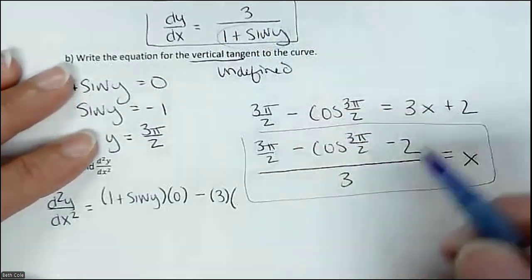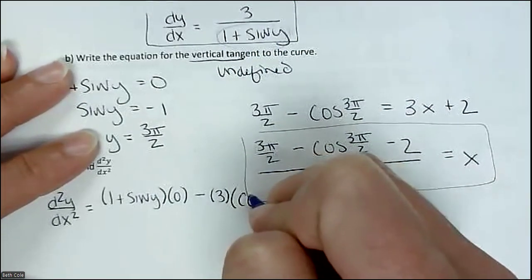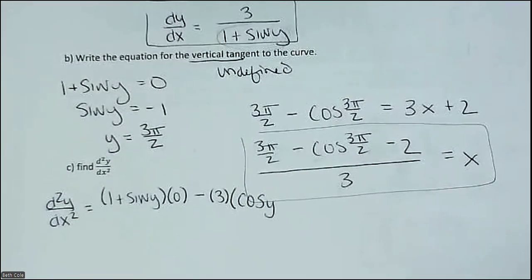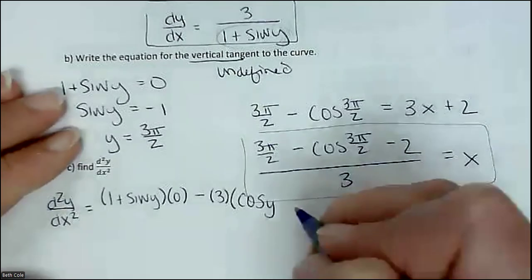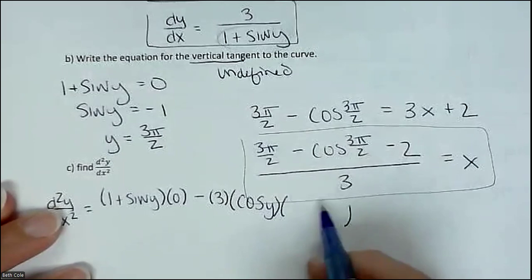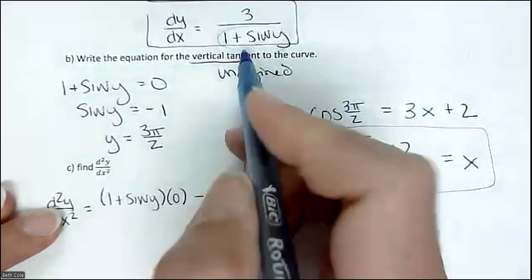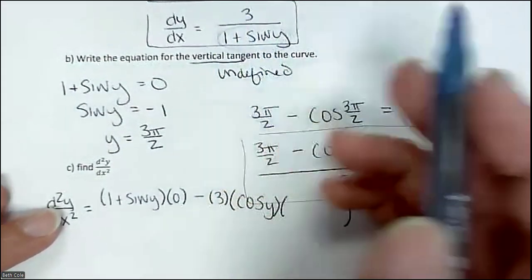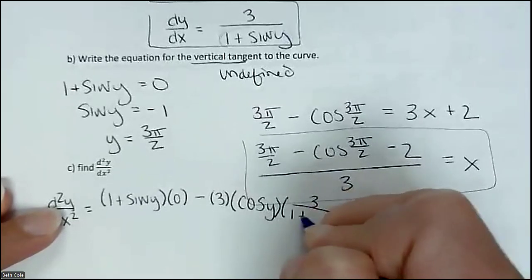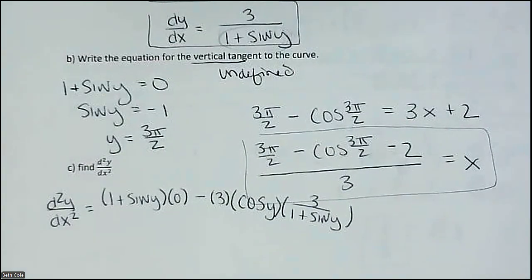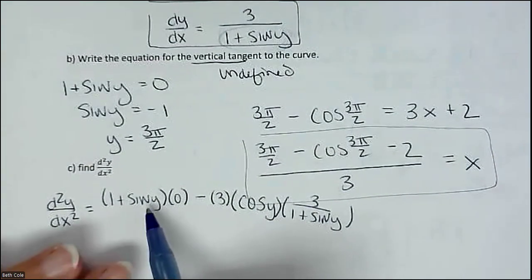Derivative of sine of y. It's cosine y. Okay, now don't write dy dx. It's cosine y dy dx. What is dy dx? 3 over 1 plus sine y. If you're like, hey, that feels really repetitive, good, it is. It 100% is.